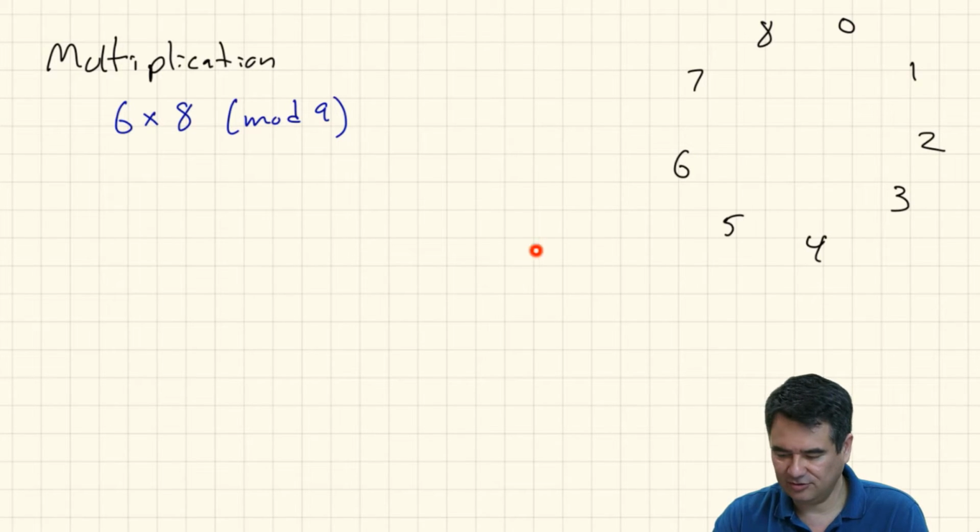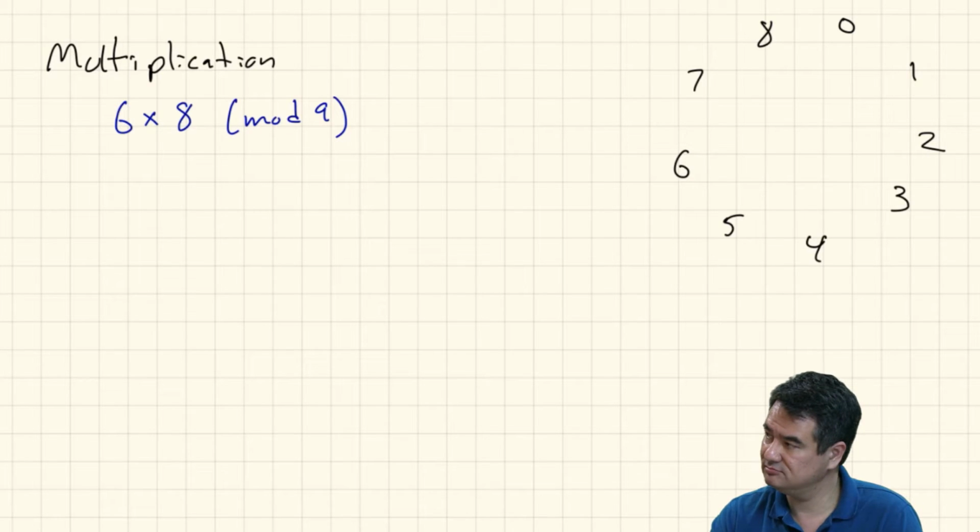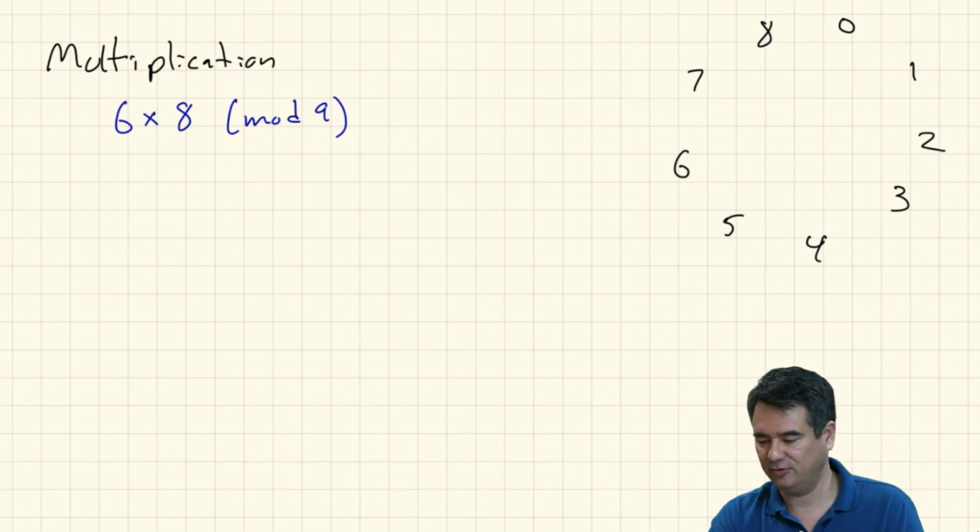The other way to do it, of course, is let's just multiply 6 times 8, and so that's what, 48, is that right? Let me just double check that. Yeah, 48.